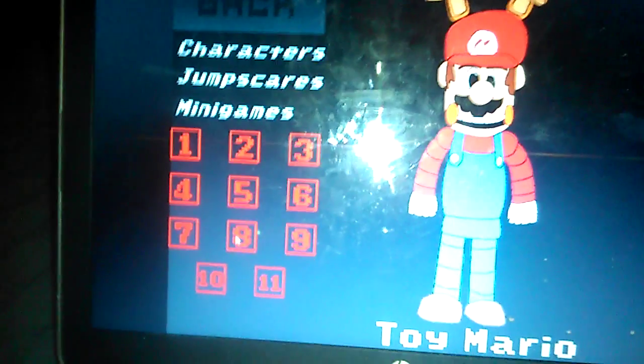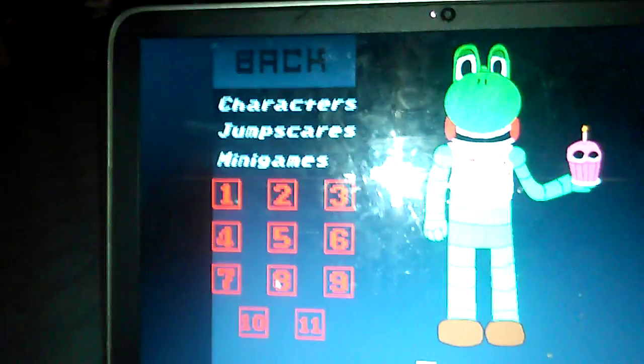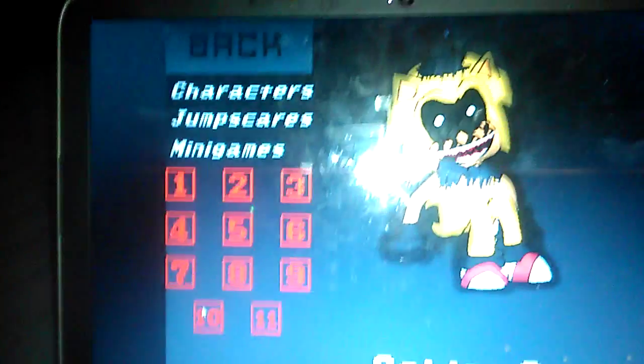Then we got Balloon Toad, which is basically Toad as Balloon Boy. Perfect sense. Then Toy Sonic. We have Toy Mario. Then we have Toy Yoshi, which obviously it says let's party. Then we have Tangle, we have Golden Sonic, and then we have the Luigi Nets.